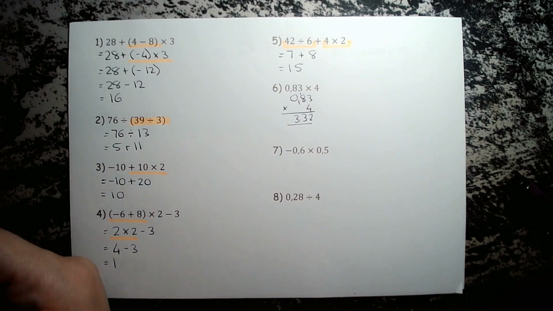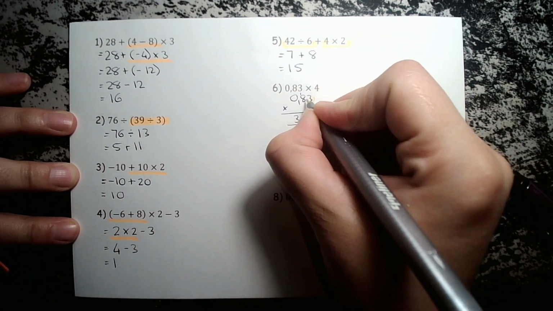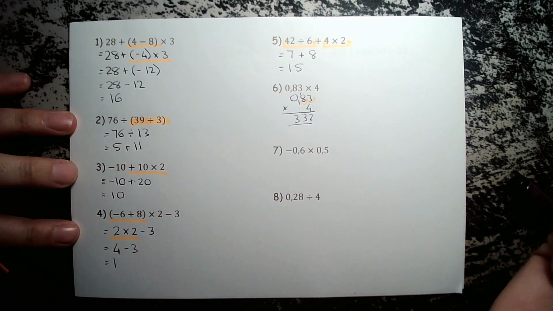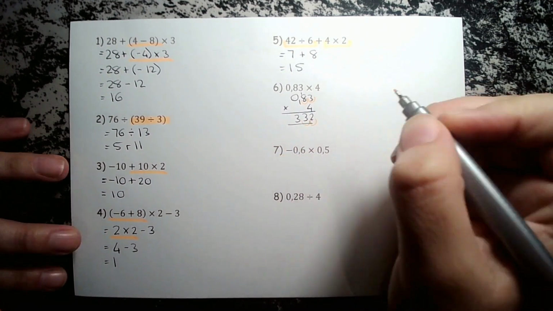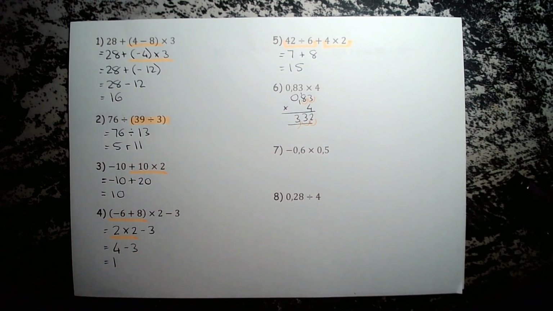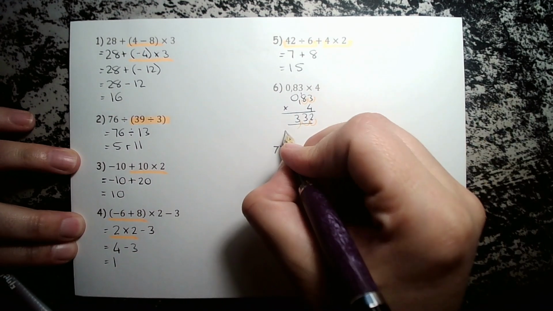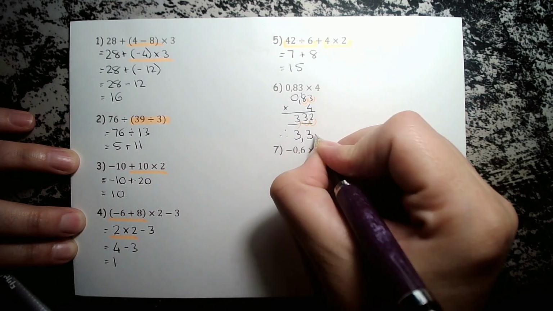Now, in the sum, there are 2 decimal places. That means in our answer, there need to be 2 decimal places. And that would mean that our comma will be there. So our answer, 3,32.